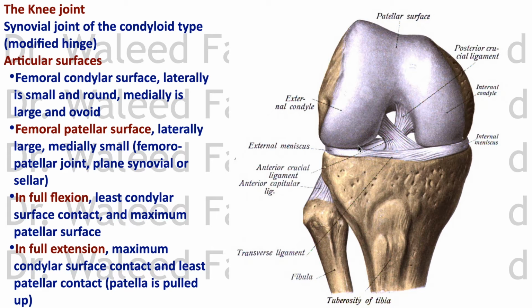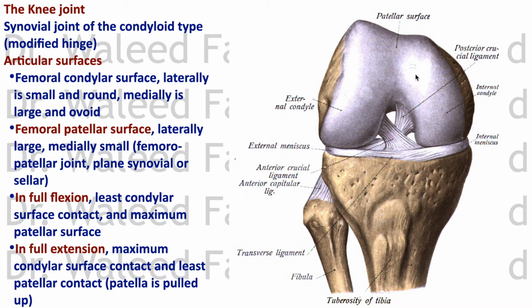So that's why it's not classified only as hinge, as modified hinge, but the new classification is a condyloid joint between the condyles of the femur and the condyles of the tibia. The articular surfaces are with least contact in flexion, as you can see here, and maximum contact between the femur and the tibia in extension.